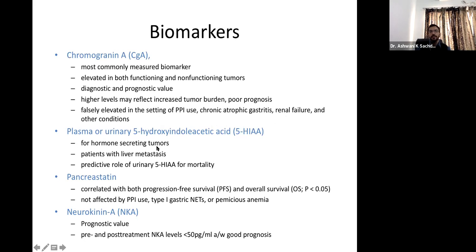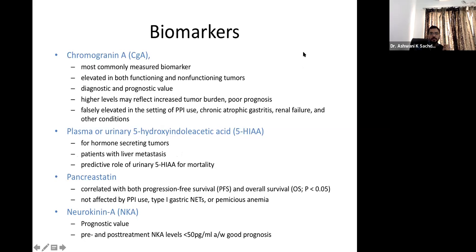Another biomarker is a byproduct of serotonin metabolism, that is urinary 5-hydroxyindole acetic acid. So measuring plasma or urinary 5-HIAA has a predictive role. It has a prognostic role for mortality. It is present in patients with liver metastasis, and it is present more in hormone secreting tumors.